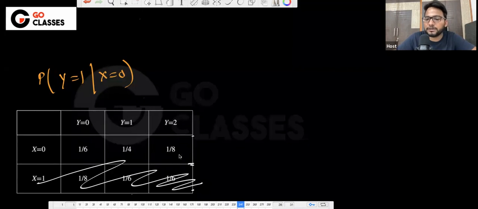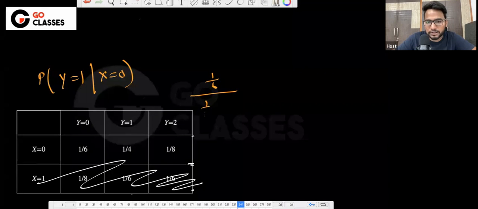So you need to divide, you need to normalize it. Yes, that is right. You need to divide with the number, which is 1 by 6 divided by 1 by 6 plus 1 by 4 plus 1 by 8. What is this number? Can anyone calculate?